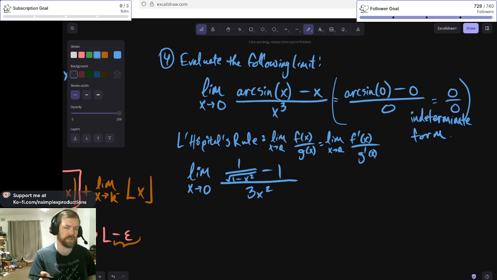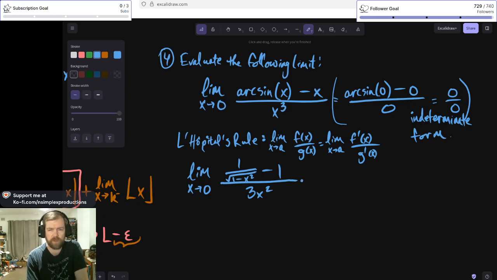If we just plug in 0 for x, then we end up getting 1 minus 0 inside the square root, which is just 1. Square rooted is 1. Underneath 1 is 1. 1 minus 1 is 0, divided by 0. So this is, again, going to be 0 over 0.